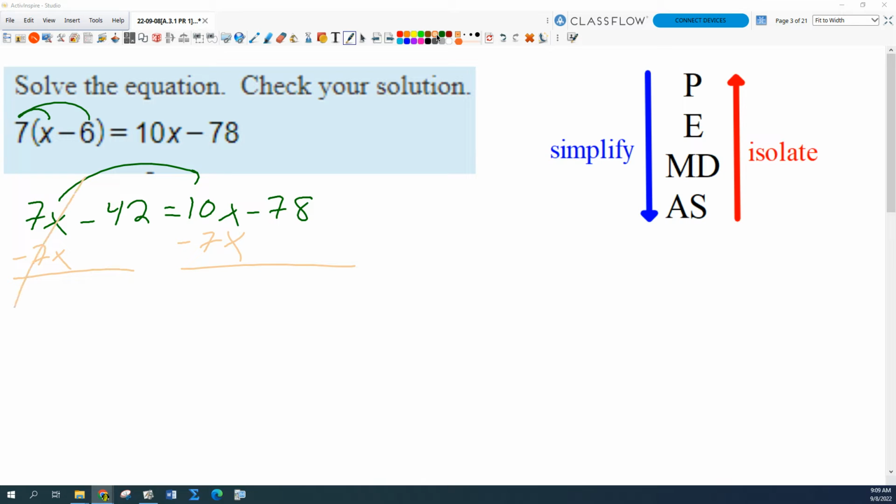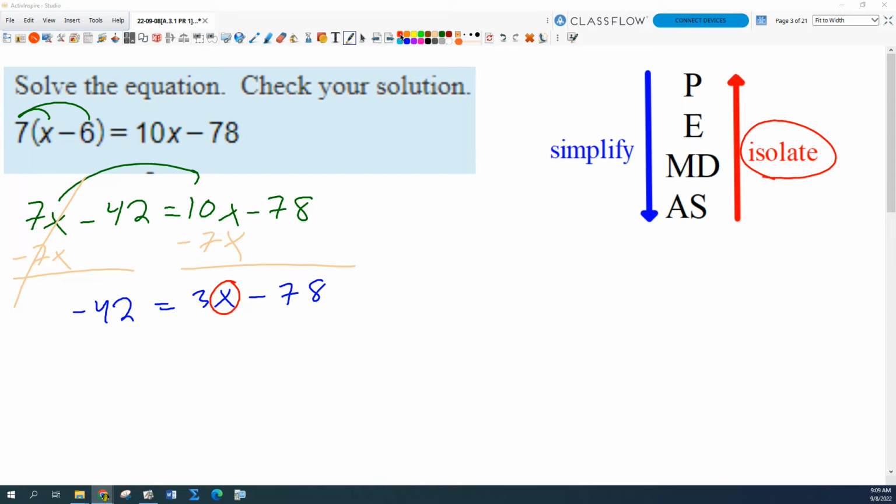So the x's cancel on the left, and now we're in a good place. Now we've got negative 42 equals 3x minus 78. Now we've hit a milestone here. Now I can point to a single x, and if I can point to a single variable, I can isolate it using inverse operations. So here's my single variable. Now we're going to work our way up and isolate the variable.